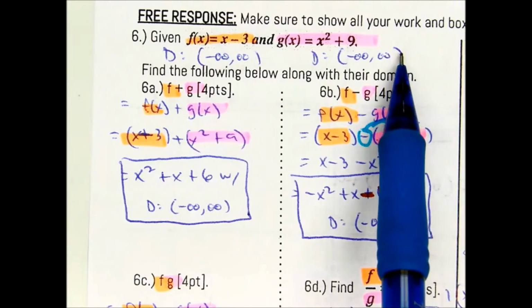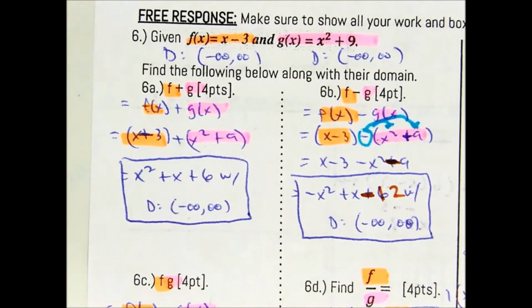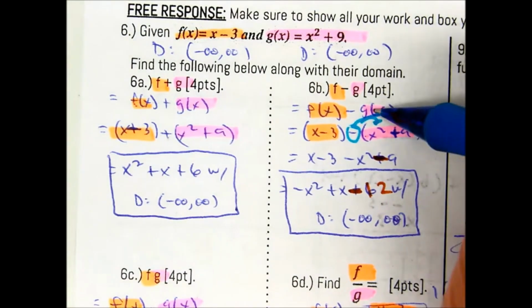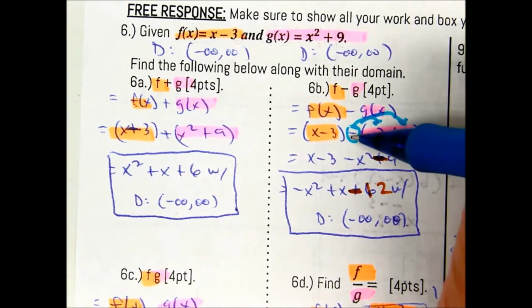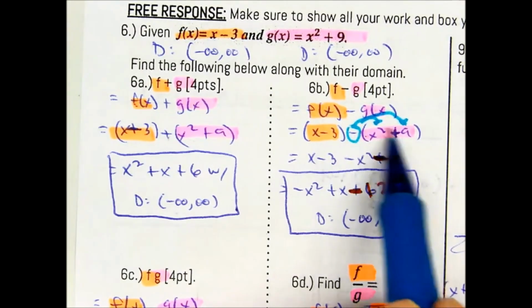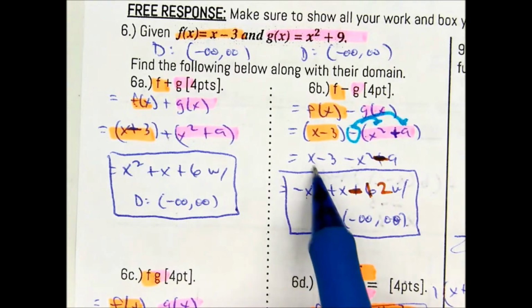For question number B, remember the substitution is in parentheses, and when you have the subtraction sign, it's a negative 1. So you have to distribute. That would become negative x squared, and this will become a negative 9. And when you combine like terms, you get negative x squared plus x minus 12. Same thing with the domain of negative infinity to positive infinity.